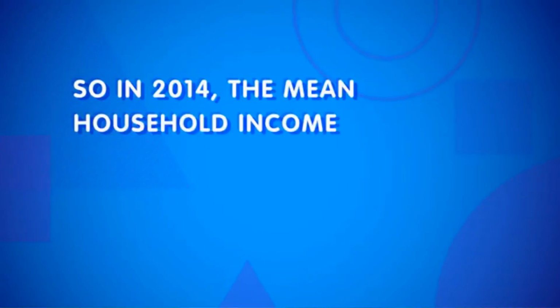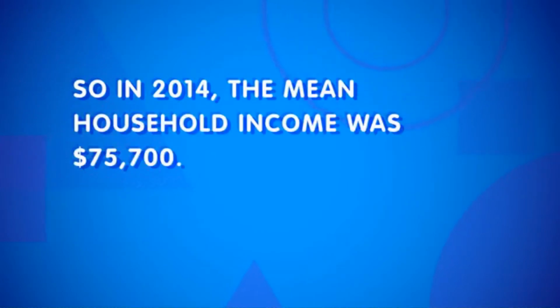But be careful about the conclusions you draw from this graph. The median may be the observation in the middle, but it's not the same as the average household income. That distinction goes to the mean, which is the sum of all the values divided by the number of observations. So in 2014, the mean household income was $75,700. That's a lot higher than the median. What's up with that? Why is there a gap between the mean and the median?